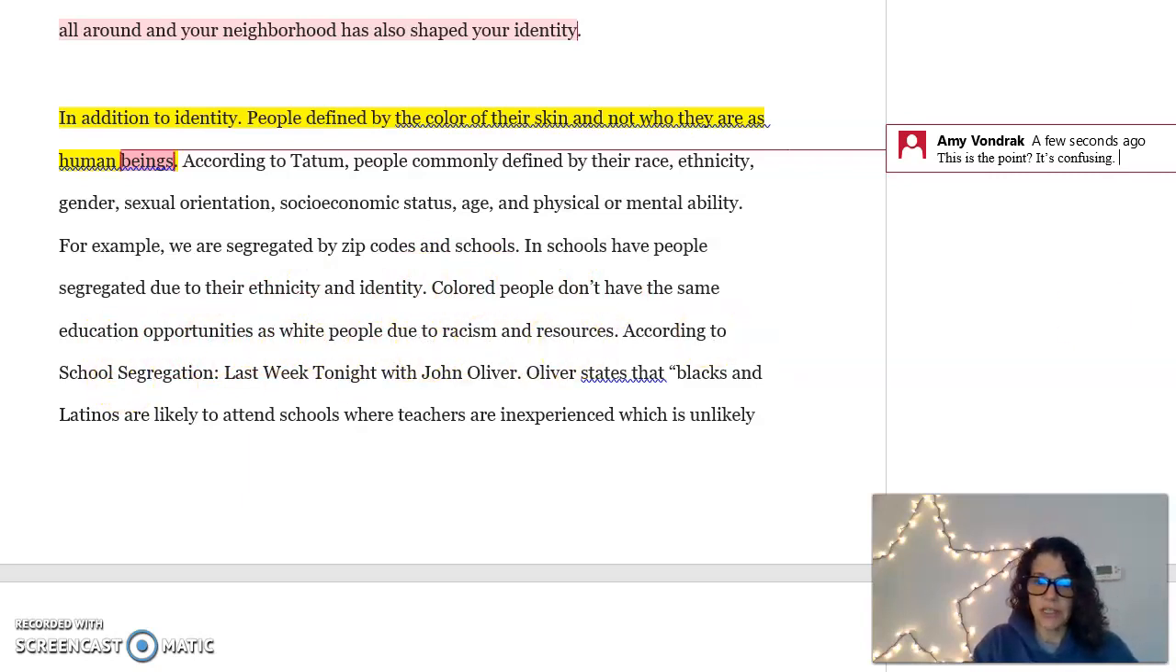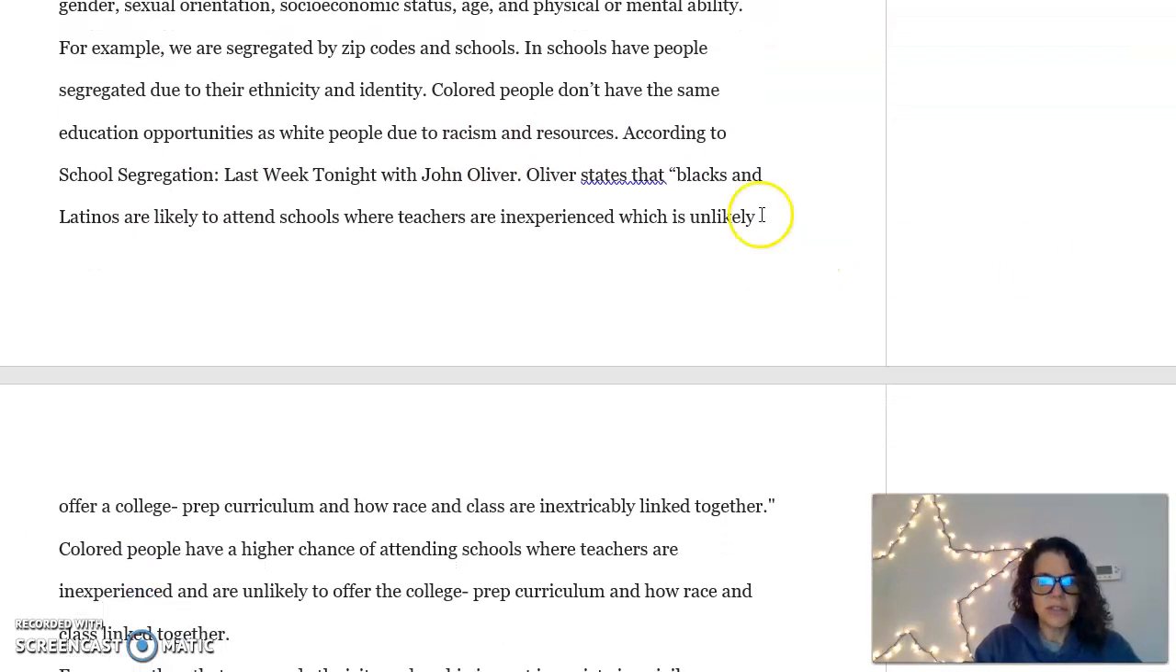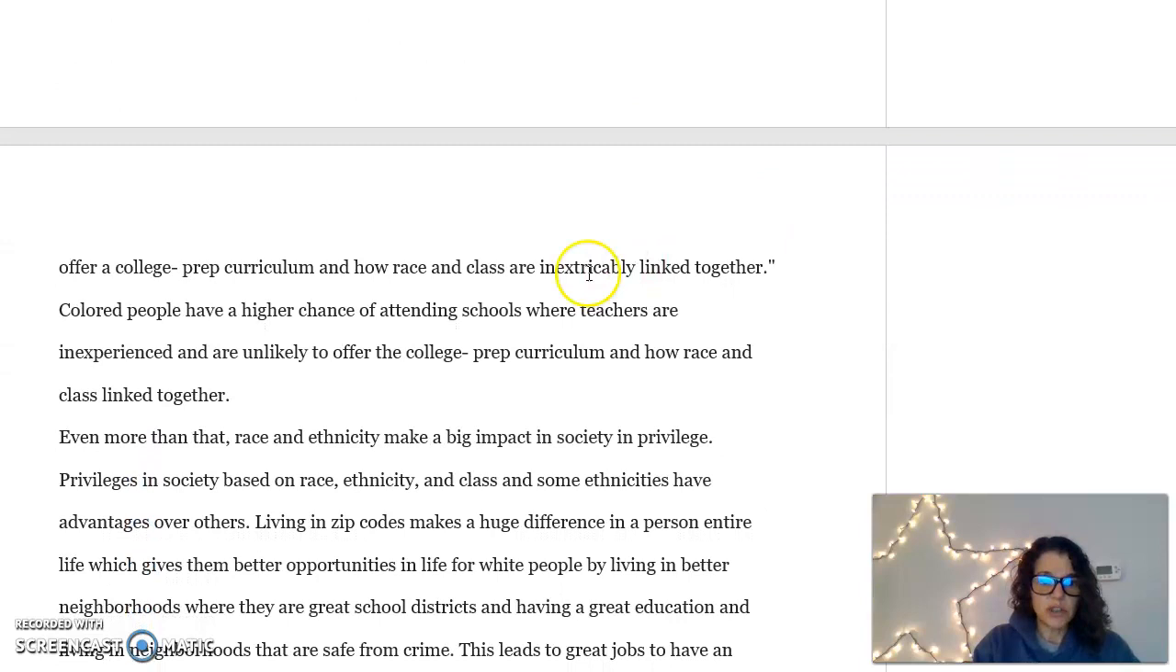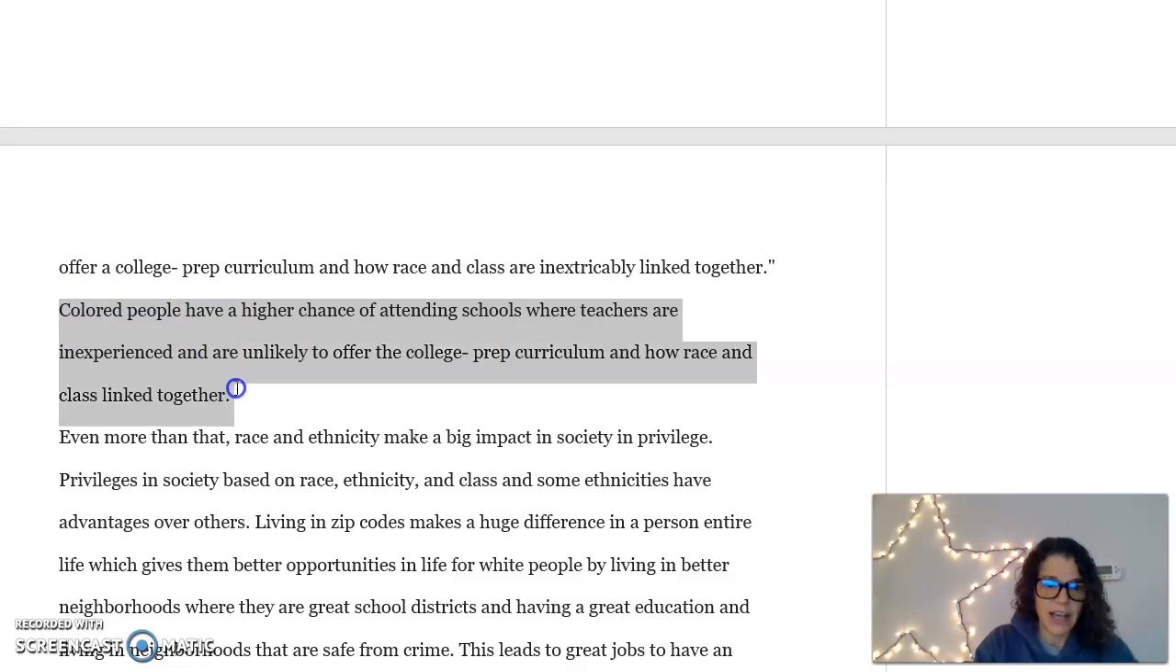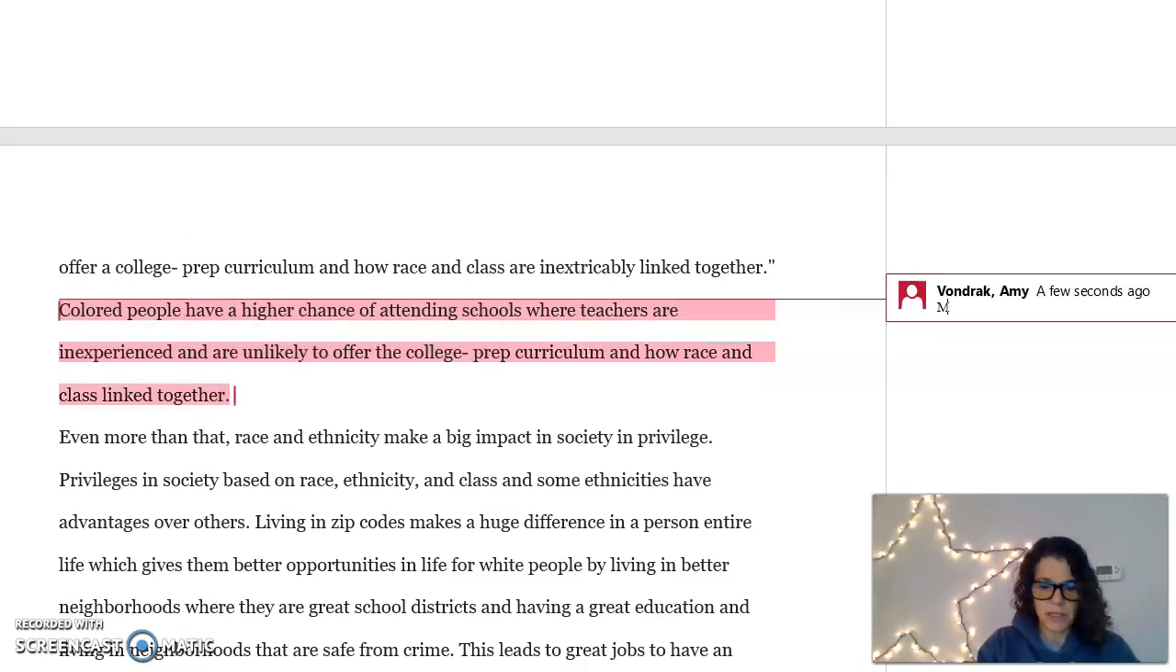"According to School Segregation, Last Week Tonight with John Oliver, Oliver states that Blacks and Latinos are likely to attend schools where teachers are inexperienced, which is unlikely, offer a college prep curriculum, and how race and class are inextricably linked together. Colored people have a higher chance of attending schools where teachers are inexperienced and are unlikely to offer college prep curriculum, and how race and class linked together." So this sentence is, I think that's where I'm like, that's my point. That's my point. But the teacher part of me is like, it's a little confusing.